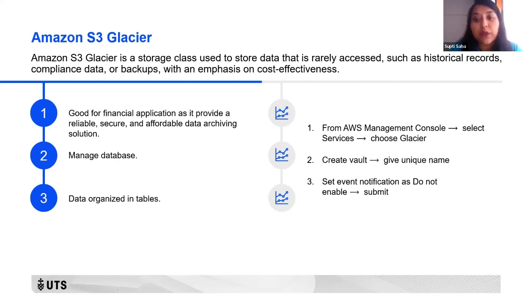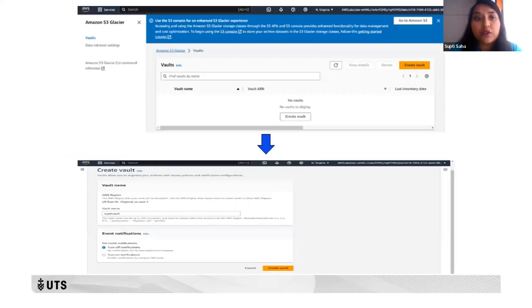For this as well, we first go to the AWS Management Console, then select Services, then choose Glacier. Then we have to create our vault and give it a new unique name. Then set the event notification as do not enable and then submit. Here are the pictures.